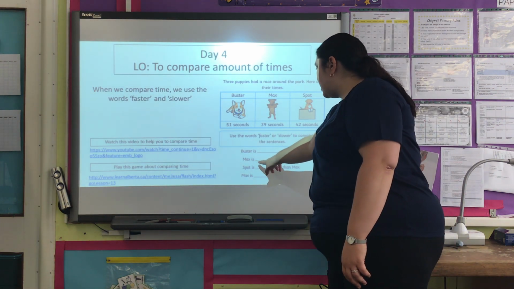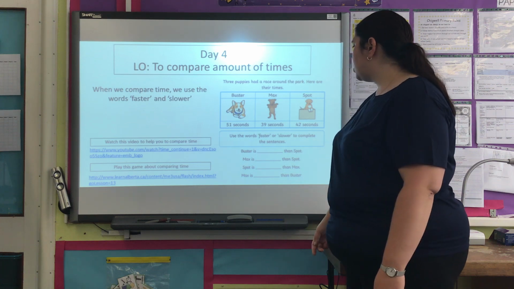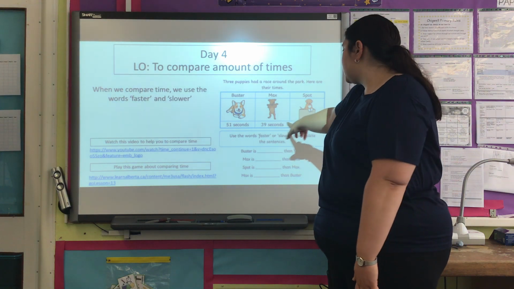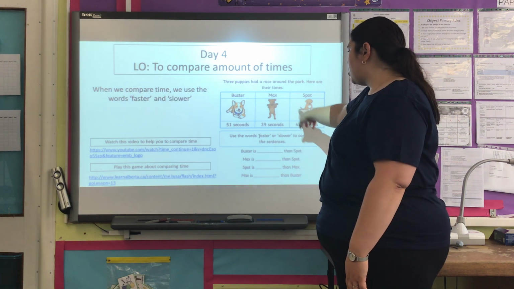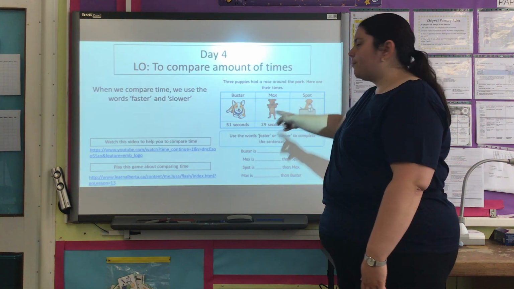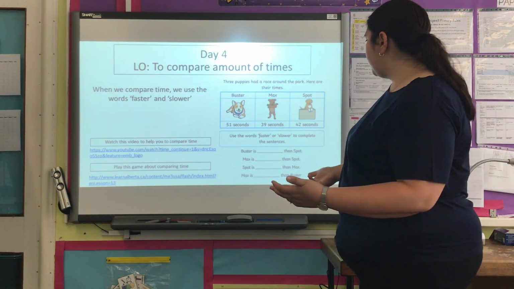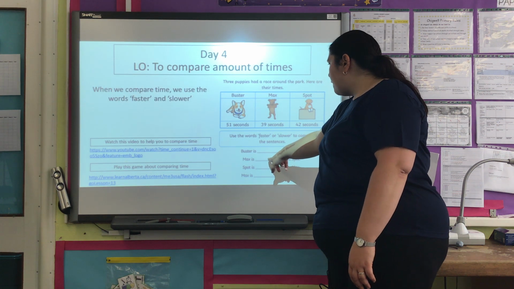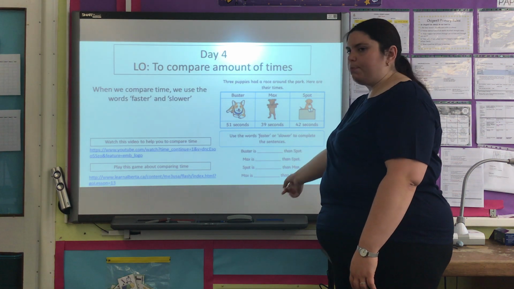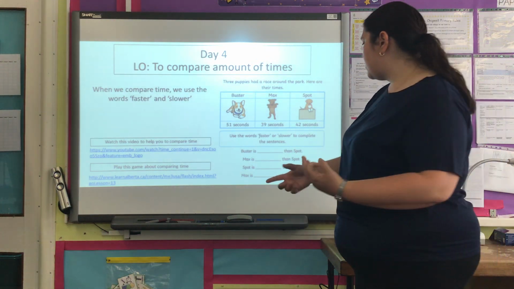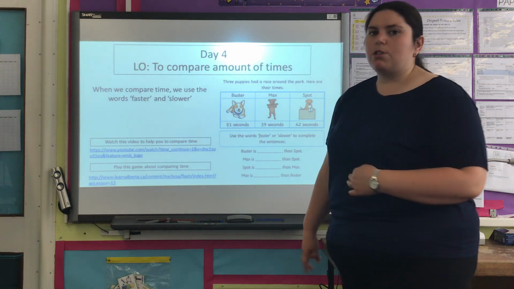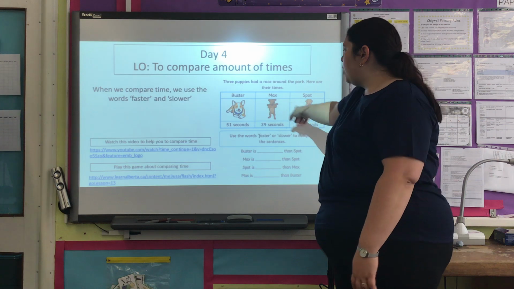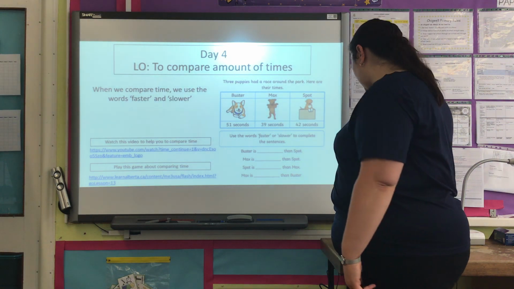And then we've got Max is something than Spot. Max is 39 seconds, and Spot is 42 seconds. Which one took longer? Spot took longer. So we're going to have Max is faster than Spot. And what I'd like you to do is finish the last 2 with faster and slower. Remember to look back and look at how long they took in seconds as well.